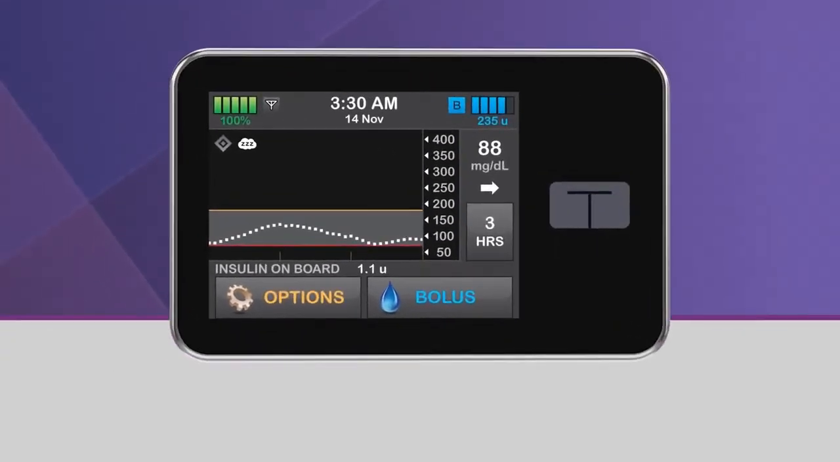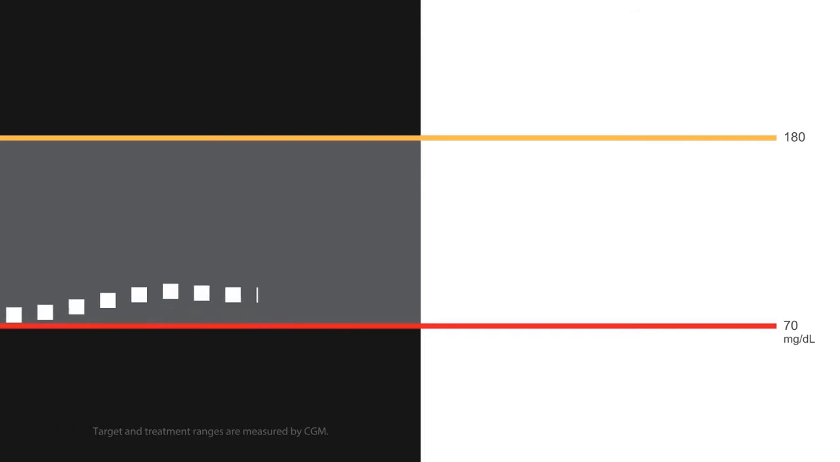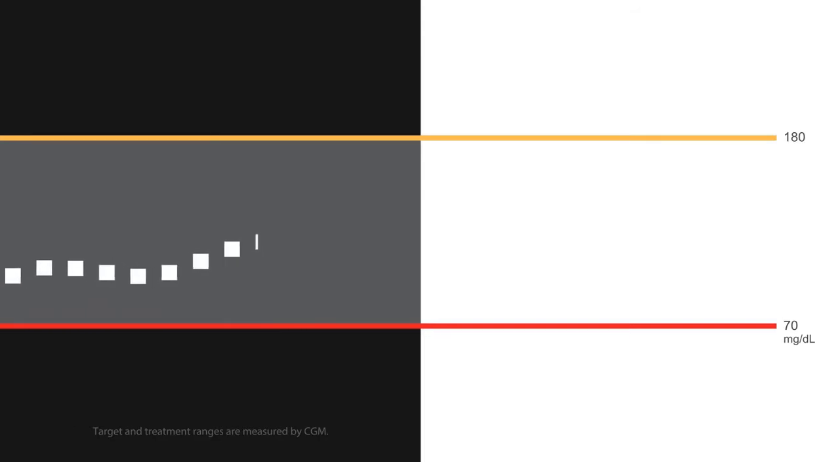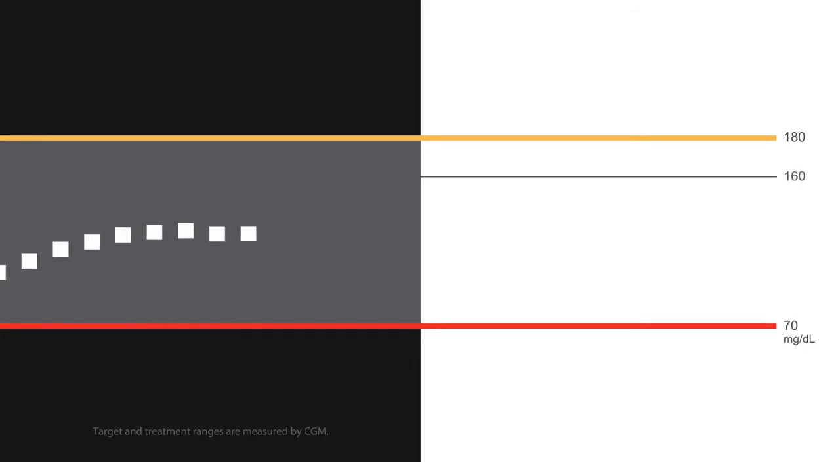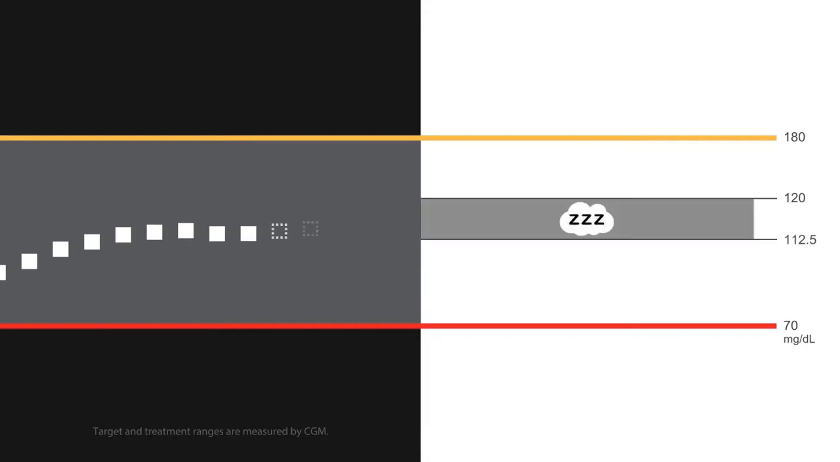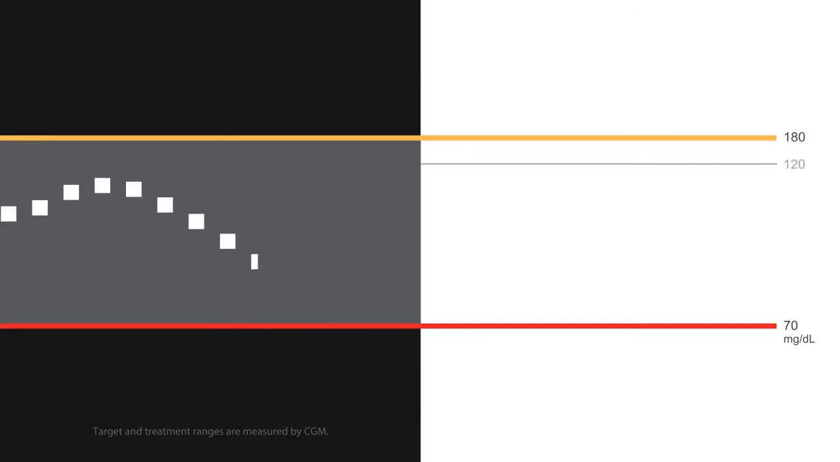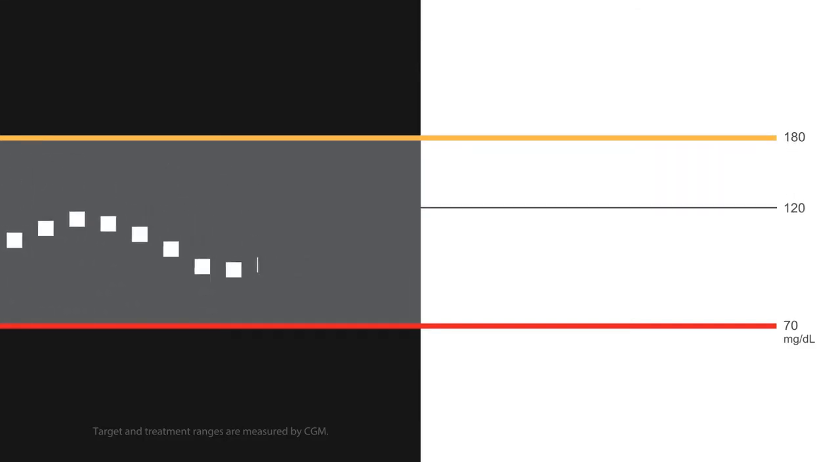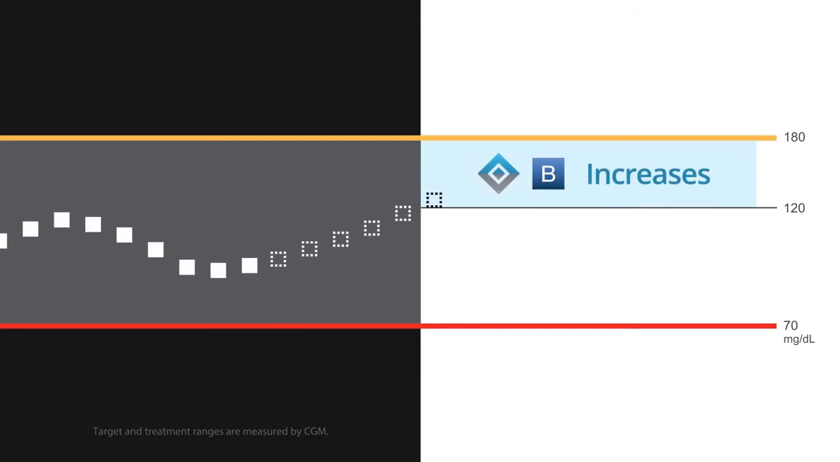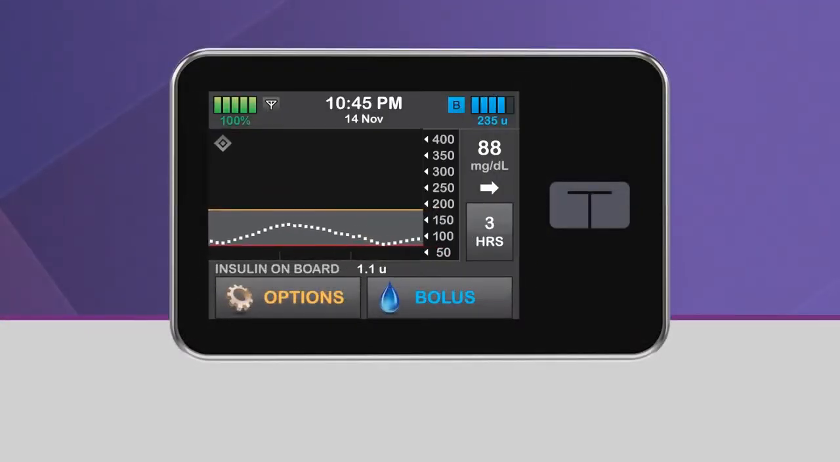A great feature of Control-IQ technology is the ability to allow the system to target a narrower glucose range while you're sleeping. When the sleep activity is turned on, either manually or by using the sleep schedule function, the upper limit of the Control-IQ treatment range changes from 160 milligrams per deciliter to 120 milligrams per deciliter, keeping the lower limit at 112.5. This means that when Control-IQ technology predicts your glucose will be above 120 milligrams per deciliter in the next 30 minutes, the system will increase your basal insulin delivery. When the sleep activity is turned on, the system will not deliver automatic correction boluses.